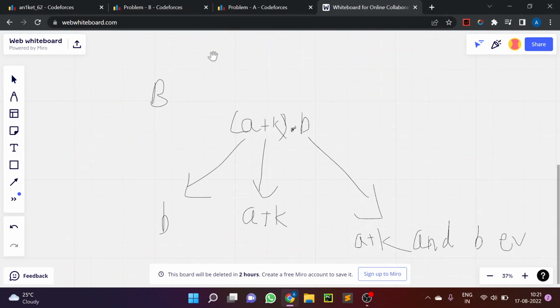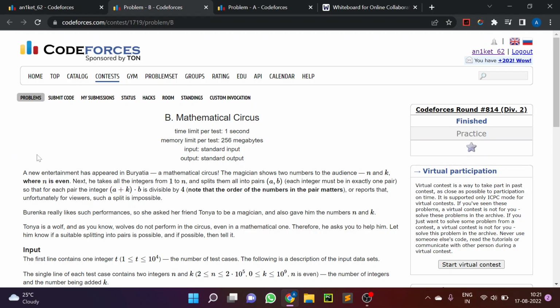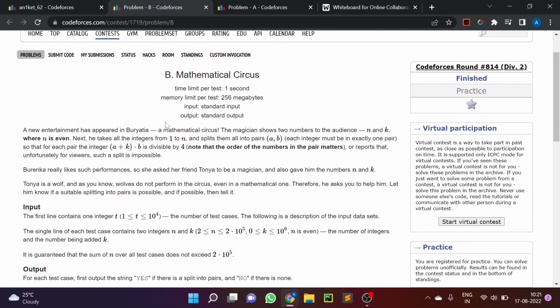And now problem B. Problem B is a little bit difficult, but not so difficult. We are given n and k, where n is even, and he takes all the integers from 1 to n and splits them into pairs a and b. Each integer must be in exactly one pair, so that for each pair of integers, (a plus k) times b is divisible by 4.